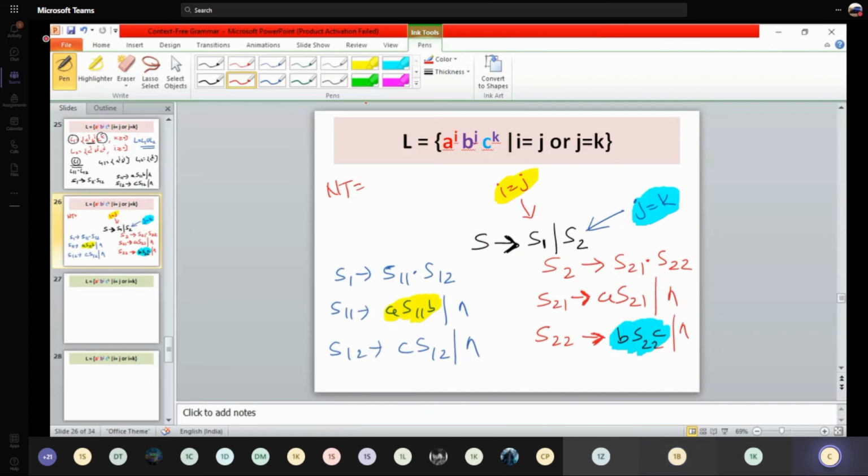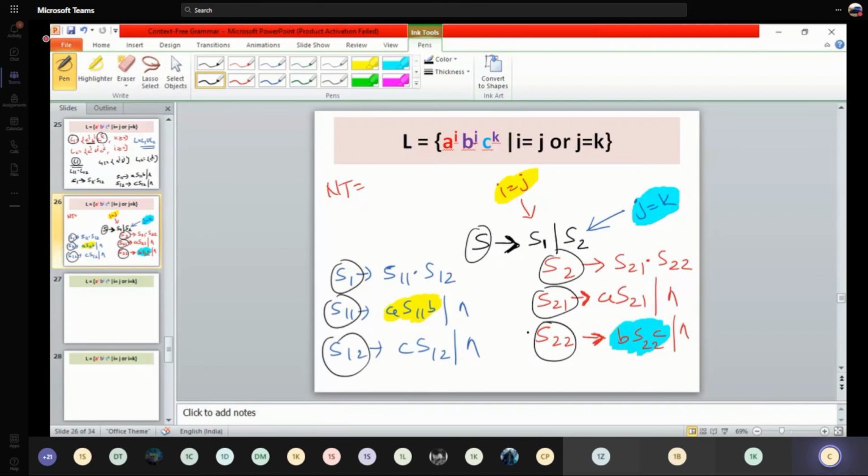We have non-terminal S. Let us circle it. Then S1, second, third, fourth, fifth, sixth, and seventh. These seven are non-terminals because for each non-terminal we have a rule. We can replace S, S1, S11, S12, S2, S21, and S22. So these are all the non-terminals of this grammar.